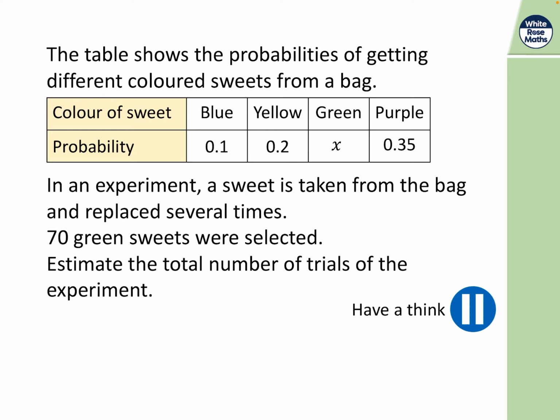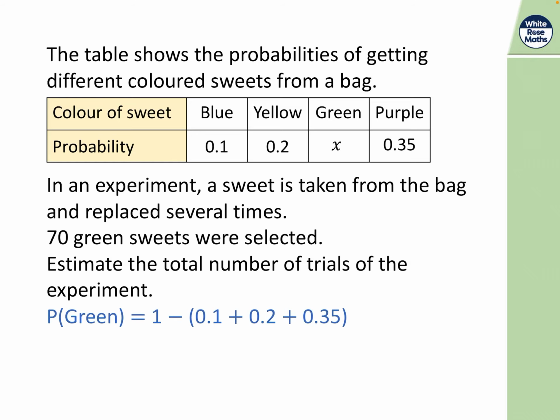To start this off, we need to know the probability of green. So we need to use, again, the fact that all of the probabilities have to add up to 1. So we can add up the ones that we've got, the 0.1, the 0.2, and the 0.35, and subtract that answer from 1. That will give us the probability of green, which is 0.35 as well. Okay, so we haven't picked 70 sweets in total, we've picked 70 green sweets. So we have 0.35 is equal to 70.